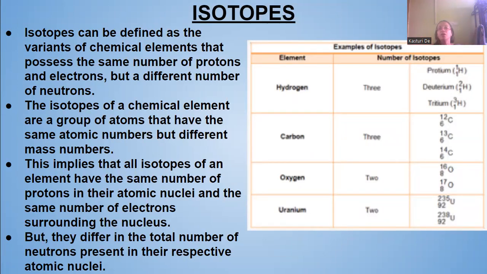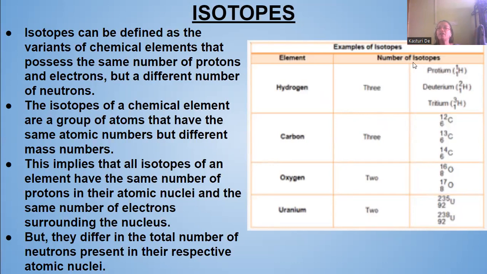Here, the isotopes of a chemical element are a group of atoms that have the same atomic number but different mass numbers. This implies that all isotopes of an element have the same number of protons in the atomic nuclei and the same number of electrons surrounding the nucleus, but they differ in the total number of neutrons present in their respective atomic nuclei. Clear? For example, see, this is the table which is showing the examples.